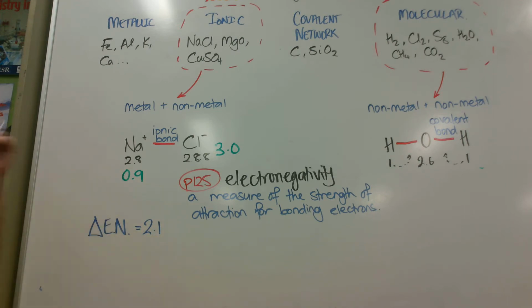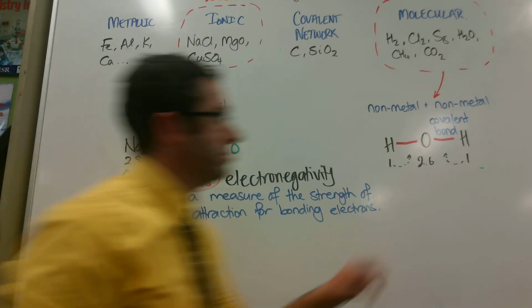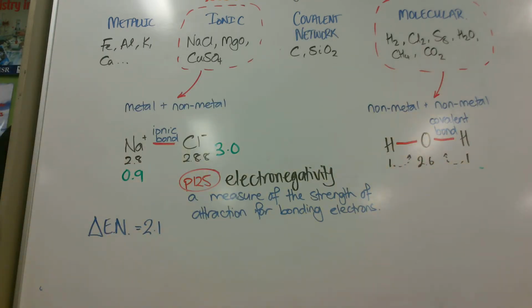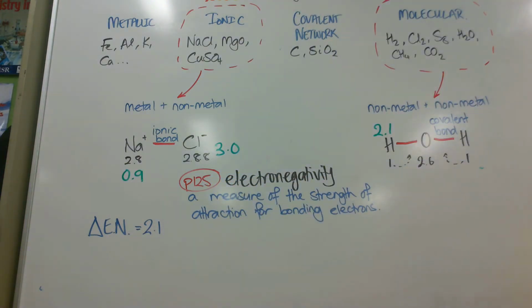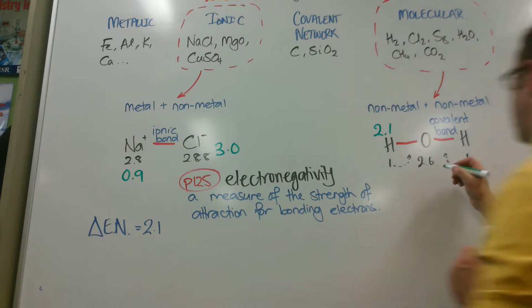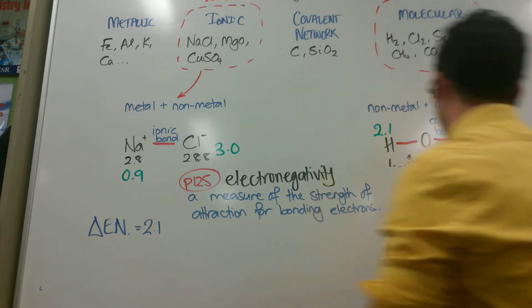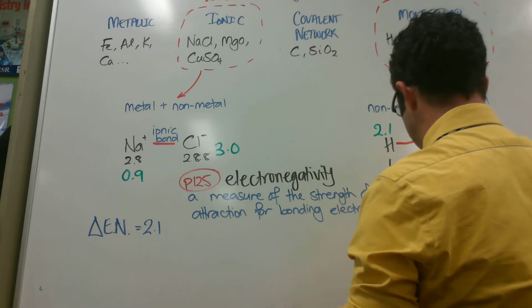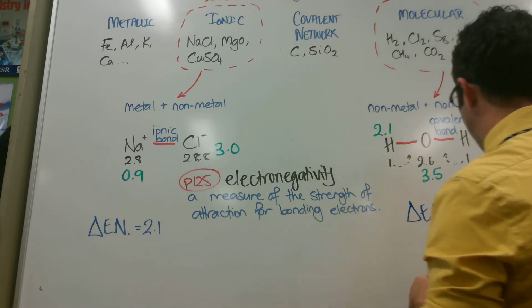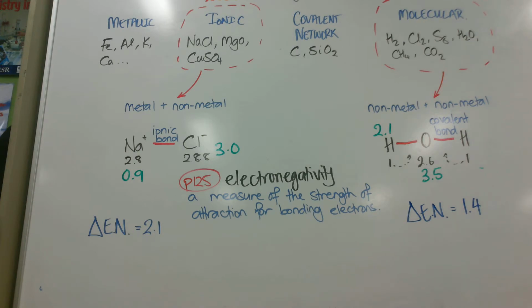However, if I go over here and I have a look at these electronegativities, what is hydrogen's? 3.1. 2.1? Okay, and what is oxygen's? 3.5. So the difference of electronegativity here is only 1.4. So I write that as delta EN equals 1.4. Obviously that is what we call small enough to be called a covalent bond.